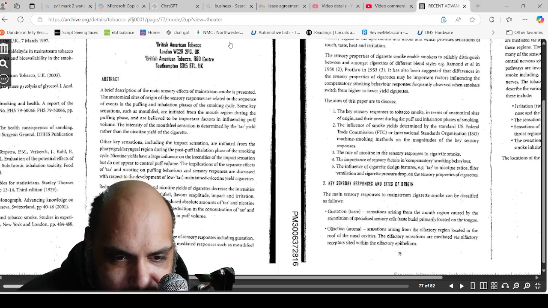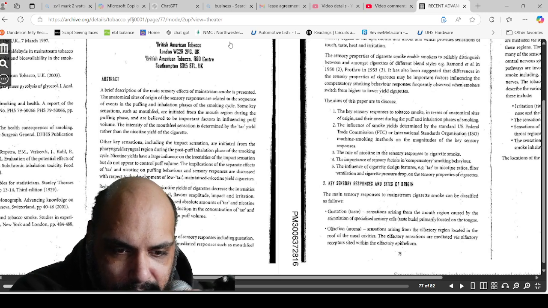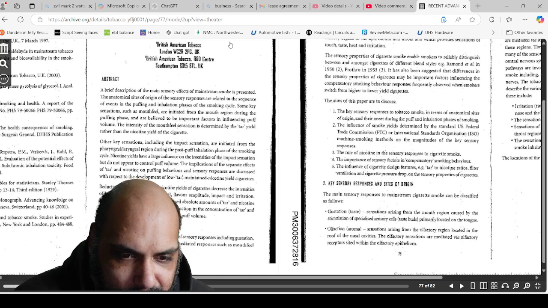Reductions in the FTC tar and nicotine yield of cigarettes decrease the intensity of the key sensations such as mouthfeel, flavor, appetite, impact, and irritation. These appear to be consistent with reduced absolute amounts of tar and nicotine delivered to the smoker, rather than a reduction in the concentration of tar and nicotine due to compensatory increase in puff volume.